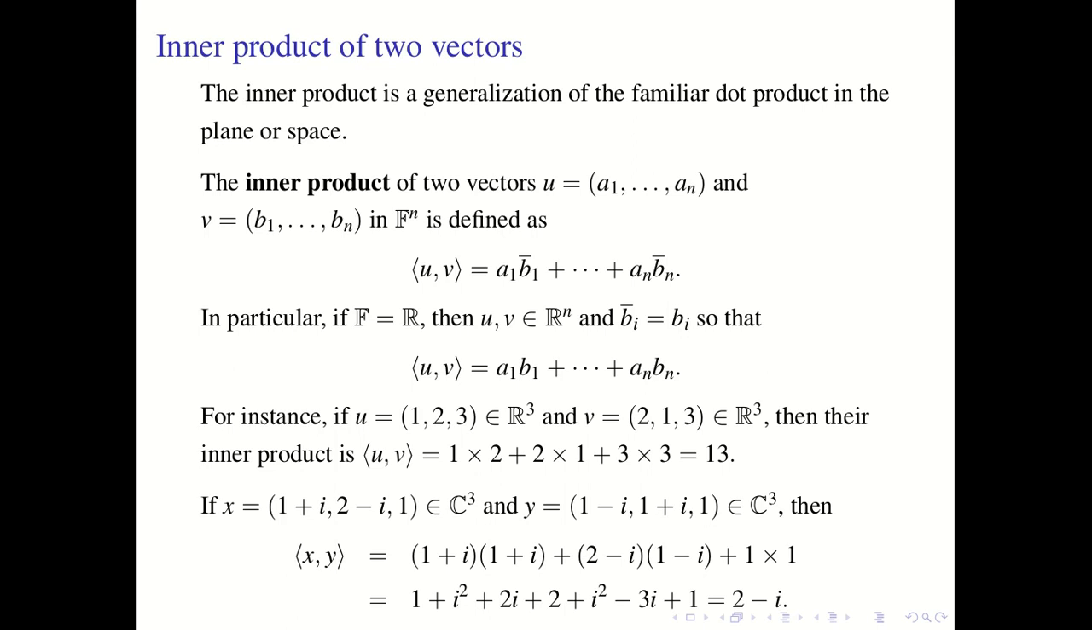If you take u equal to 1 2 3 and v equal to 2 1 3 in R3, then the inner product you get is equal to 13. Similarly, if you take x to be equal to 1 plus i, 2 minus i, 1 and y is 1 minus i, 1 plus i, and 1, then their inner product, as you can see, is equal to 2 minus i.